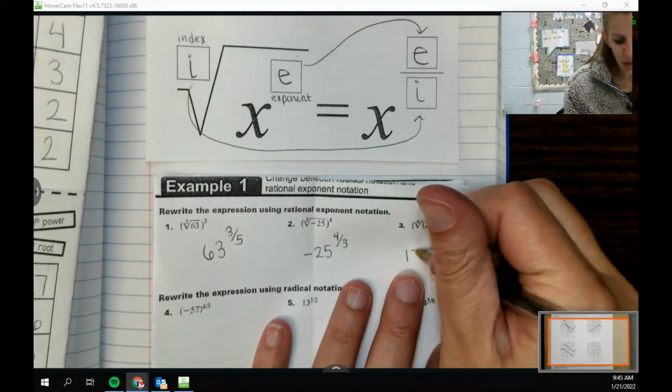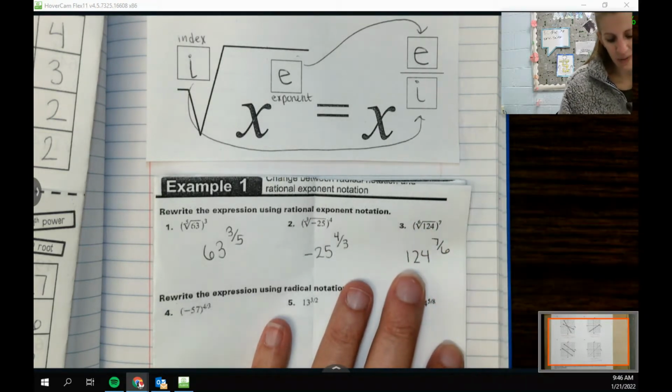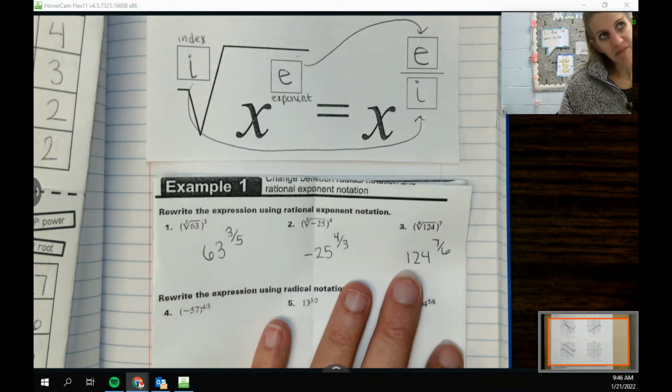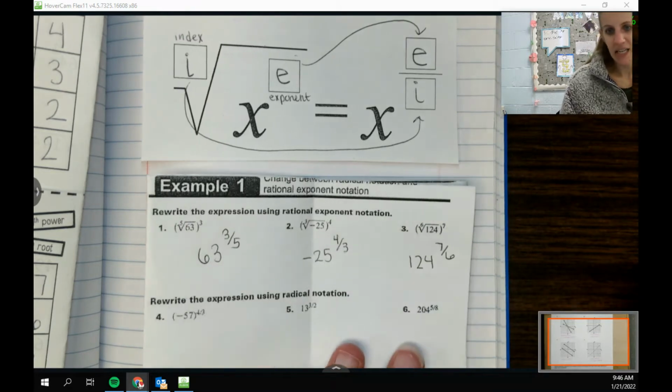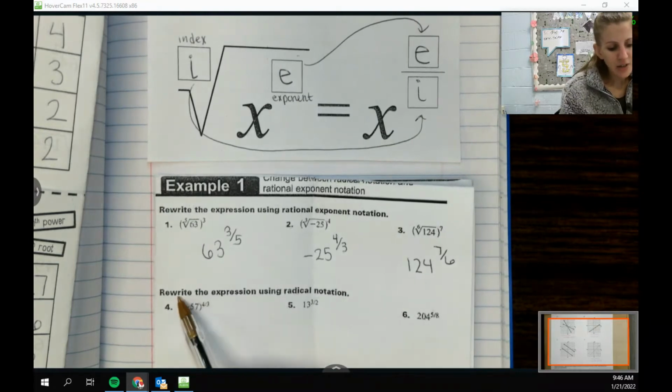And then right here we got 124 to the 7th power, the 6th root. Can I take the 6th root of that? No, I cannot. So I'm just going to leave it. Here we are also going to rewrite.